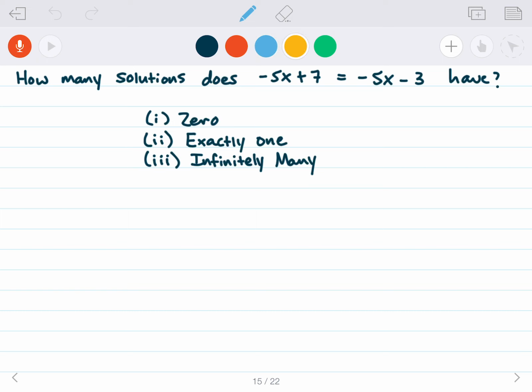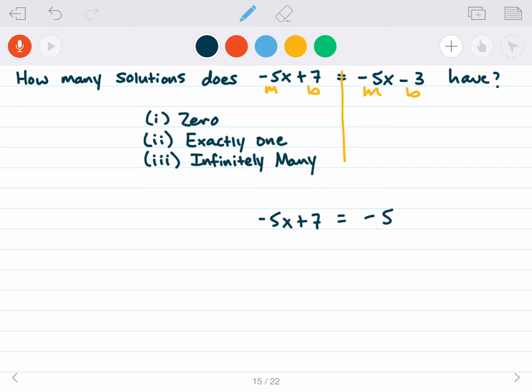So graphically we're good to go because we're in mx plus b form on both sides of the equal sign. On the left side, m is equal to negative 5 and b is equal to 7. On the right side, m is equal to negative 5 and b is equal to negative 3. So let's look at this algebraically first and then confirm our solution graphically.